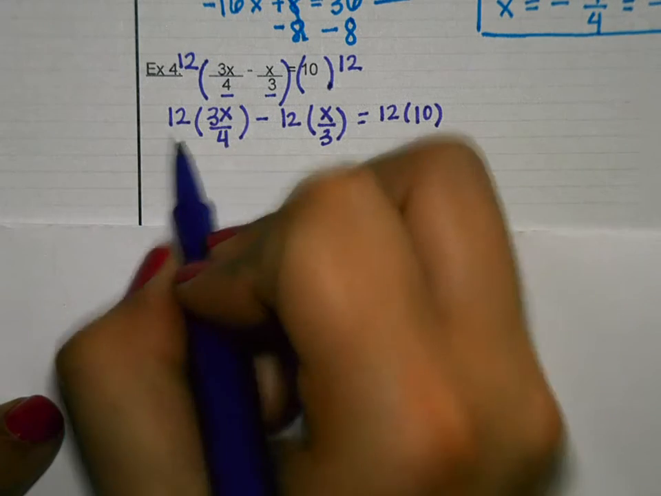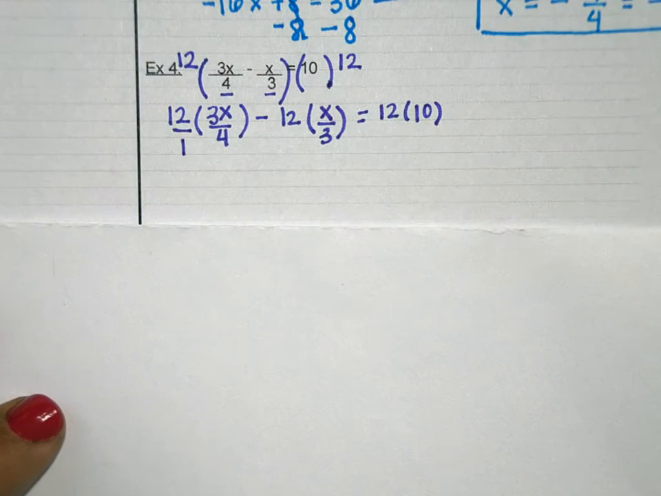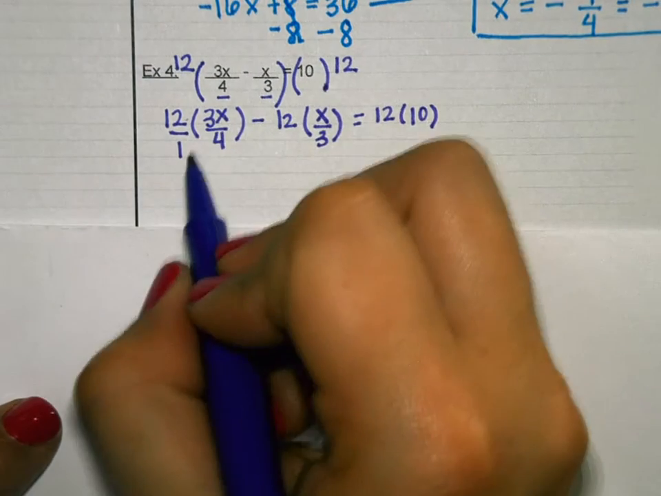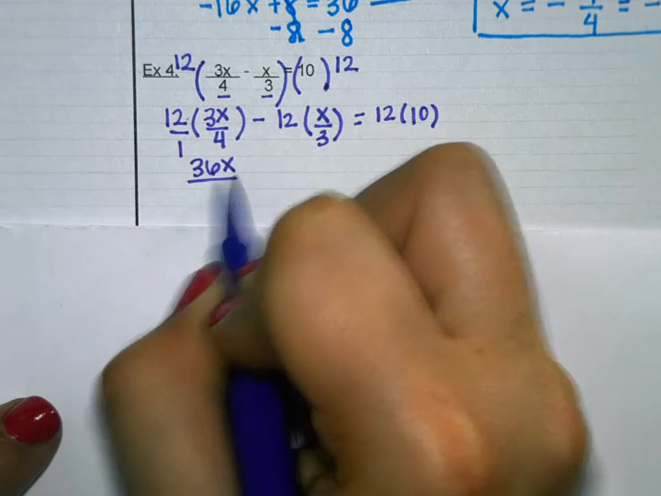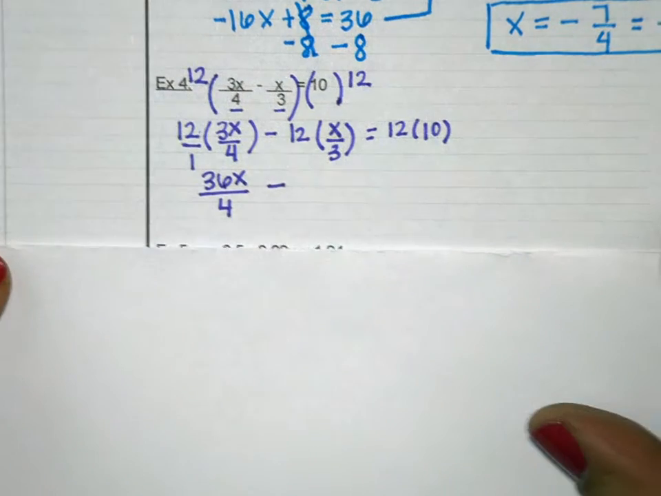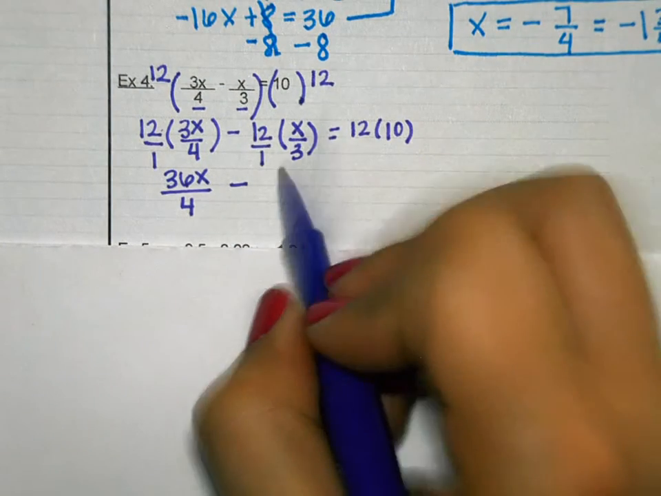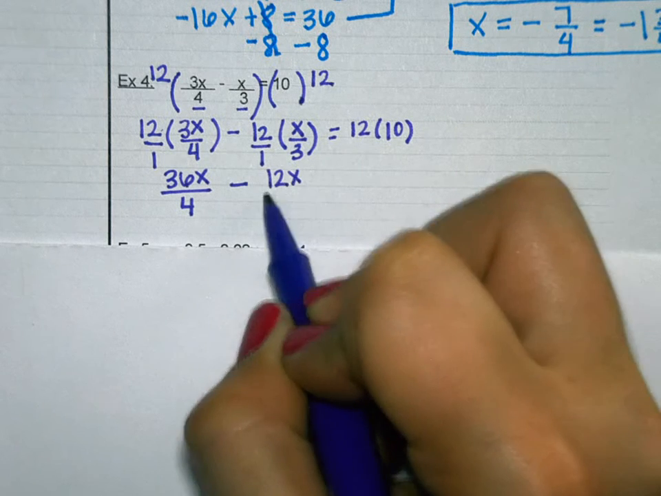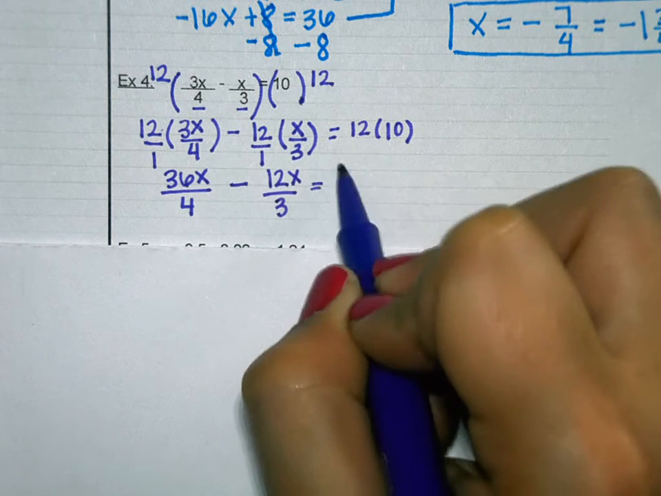Twelve times 3x over 4. That's the same as 12 over 1. 12 times 3x gives me 36x. 1 times 4 gives me 4. Minus 12 over 1. 12 times x is 12x. Over 1 times 3 is 3. Equals 120.